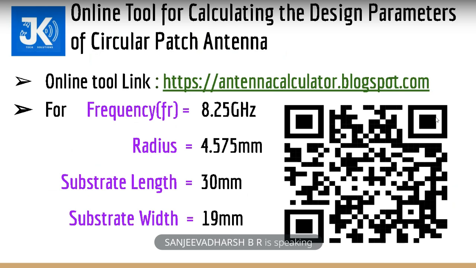For designing an 8.25 gigahertz frequency, we have taken the optimized radius as 4.575 millimeter, the substrate length as 30 millimeter, and the substrate width as 19 millimeter. These are all the design parameters that we have taken for designing the circular patch antenna. Now let's check with the online tool.